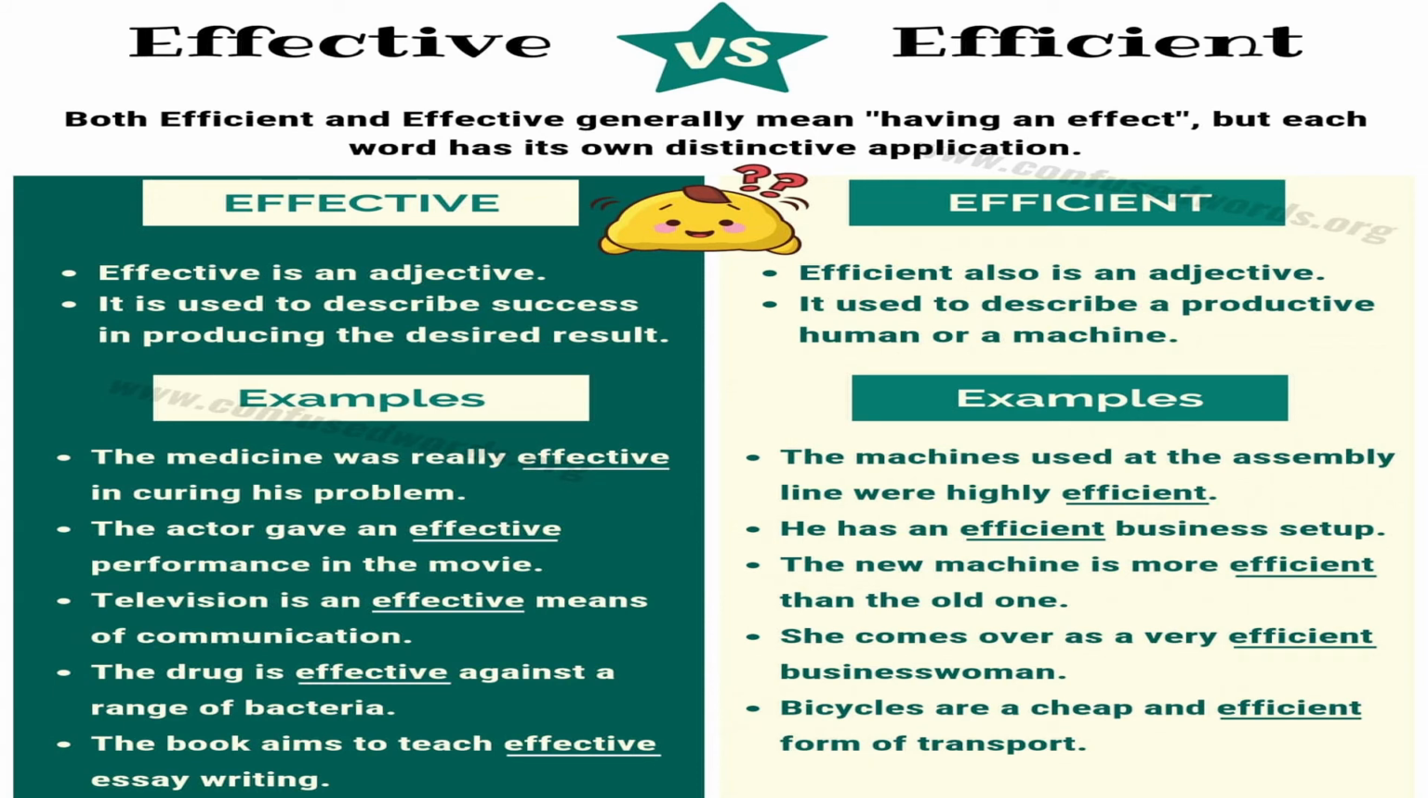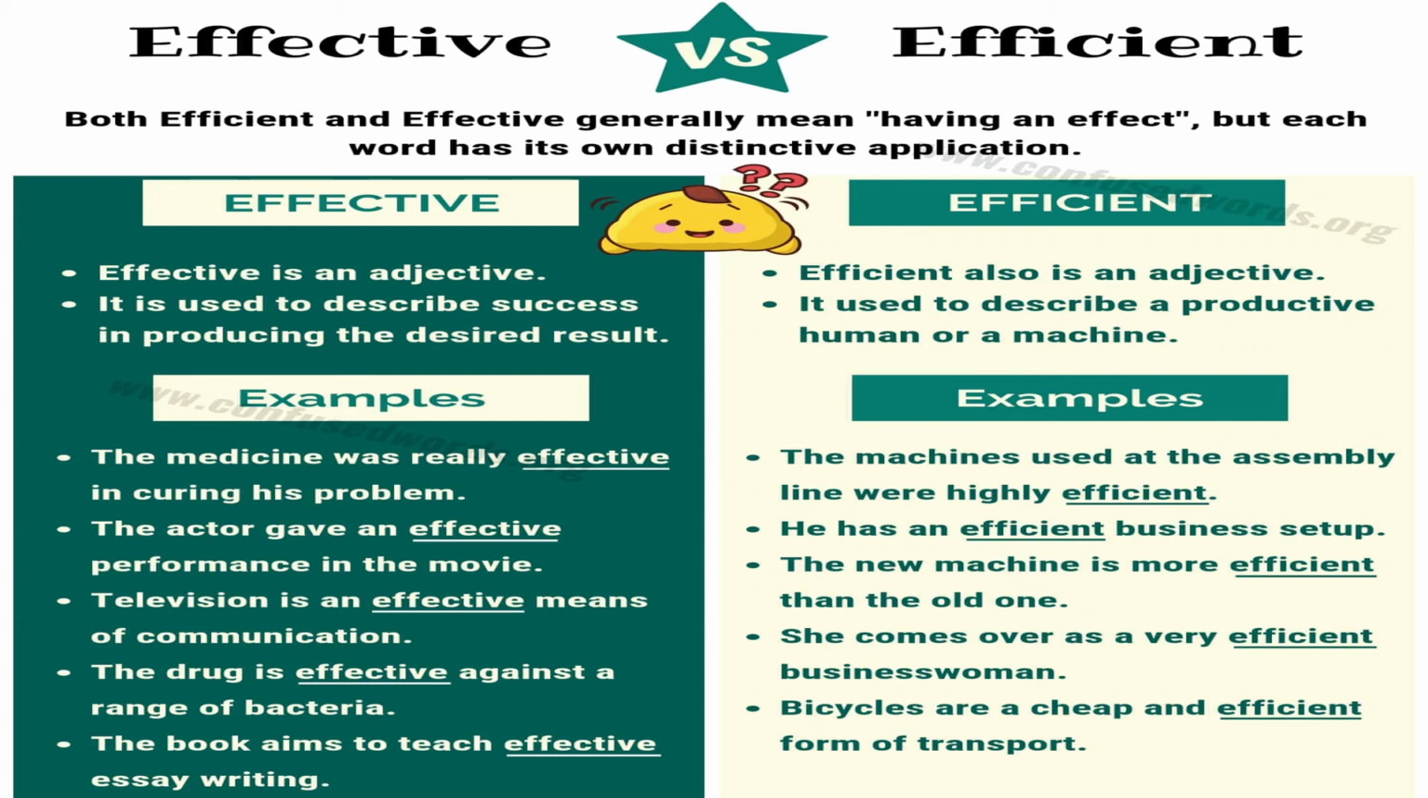So this is a comparison chart between both of them. So both efficient and effective generally mean having an effect, but each word has its own distinctive application. So the definition of effective: effective is an adjective. So it is used to describe success in producing the desired result. For example, the medicine was really effective in curing this problem. The actor gave an effective performance in the movie. Television is an effective means of communication. The drug is effective against a range of bacteria. And last one is the book aims to teach effective essay writing.